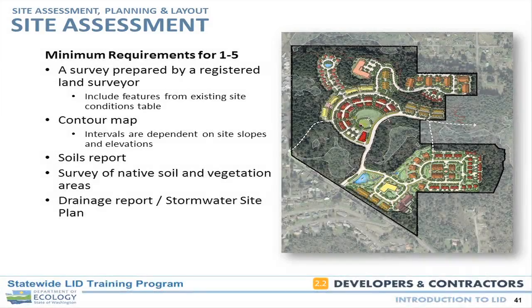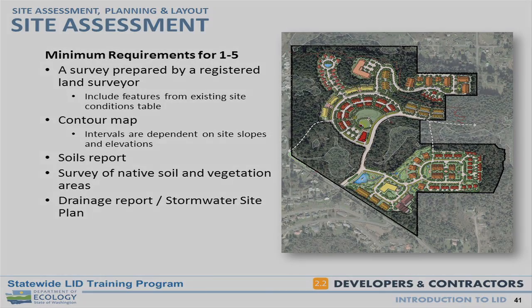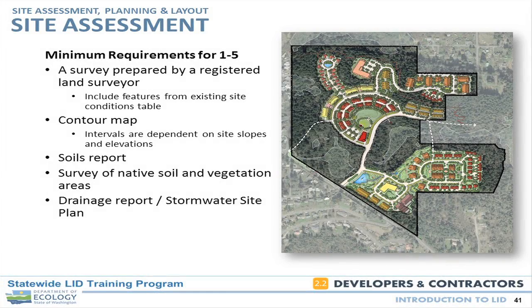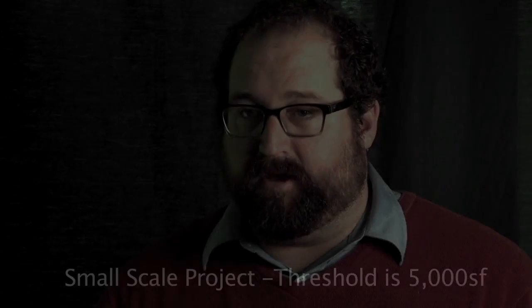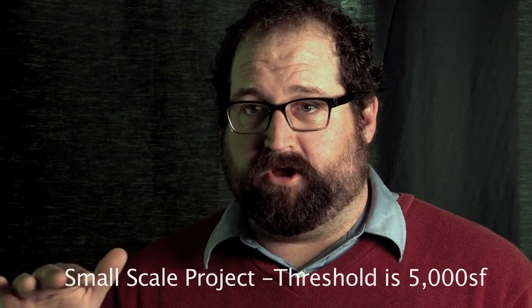The idea of what you're required to do: if we tell somebody to do a site analysis and we don't specify what that is, then you're going to get a very varied and minimal documentation of how people went through the process. In this case, the minimum requirements for a small site is doing a survey, a contour map, topo, soils report, native soil and vegetation, and then a drainage report that talks about the site plan. So that's for small scale projects.